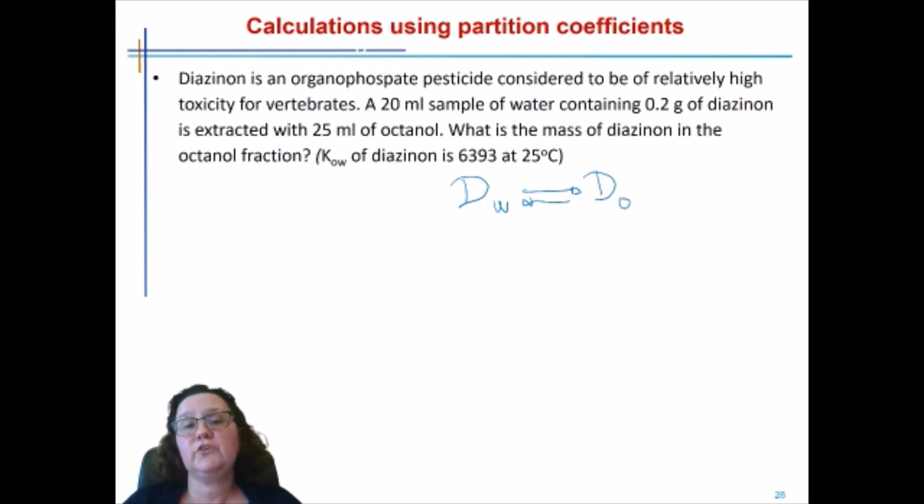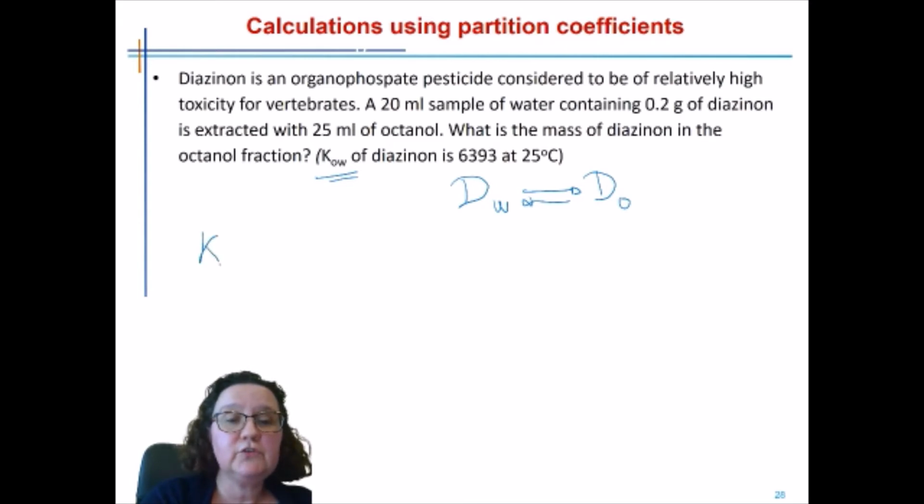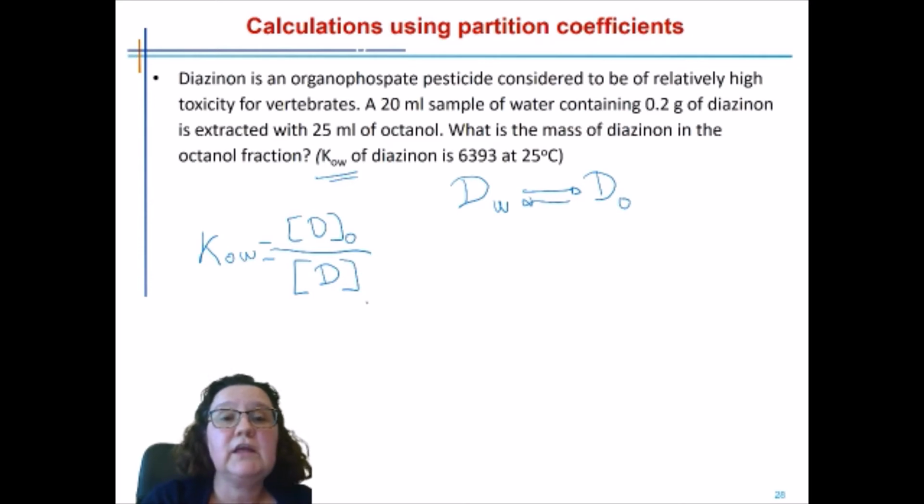So I've got my equation, and I've got the information of what is the partition coefficient octanol-water. So the next thing I do is write down the definition of the partition coefficient octanol-water. The definition of the partition coefficient between octanol and water is the concentration of the chemical I'm interested in, in this case diazinon, in the octanol, divided by the concentration of the diazinon in the water. And the problem tells me that this is 6,393.